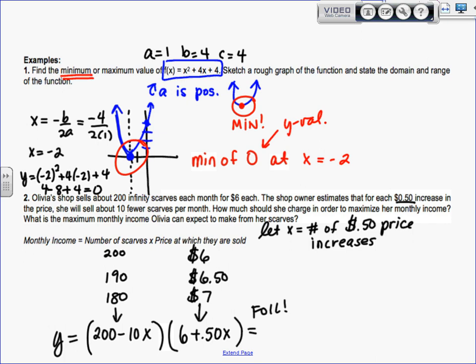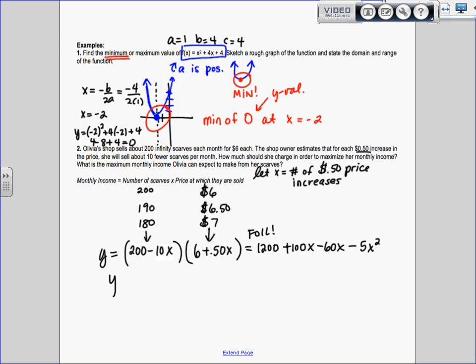So we're going to FOIL. So I do the 200 times 6, so I get 1,200. Then I do 200 times 0.5x, so I get plus 100x. Then I do negative 10x times 6, so I get negative 60x. And I do negative 10x times 0.5x, so I get minus 5x squared. So your function is really, let me write it in the standard form, y equals negative 5x squared, these will combine, plus 40x plus 1,200. Okay, now you can tell it's a parabola.